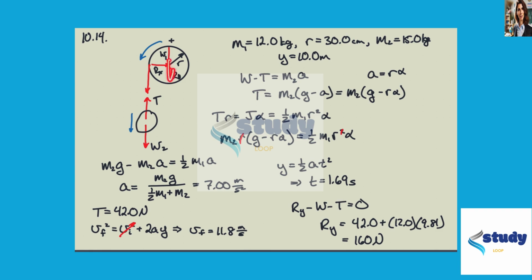Then they want to know what the reaction force is on the pulley. The reaction force in the x is 0 because there's no other force acting in the x direction, and the acceleration is 0. In the y, there's no acceleration of the center of mass of this pulley, so we just have Ry minus W minus T equals 0. So Ry equals W plus T, and that is 160 newtons.